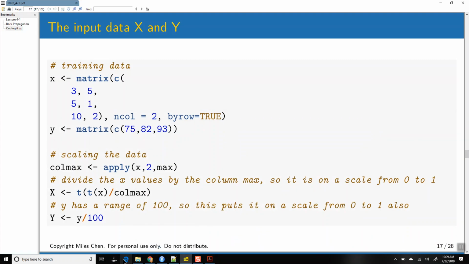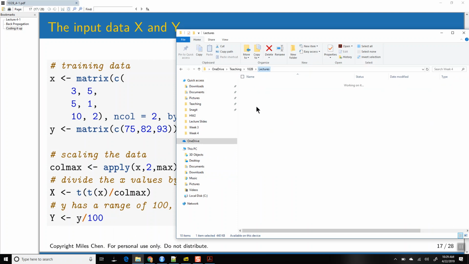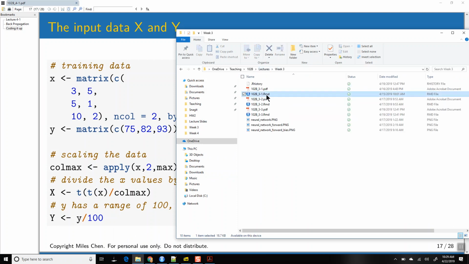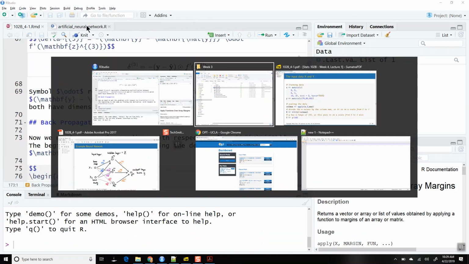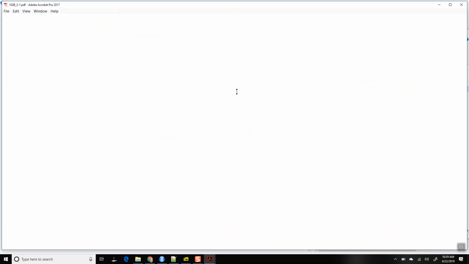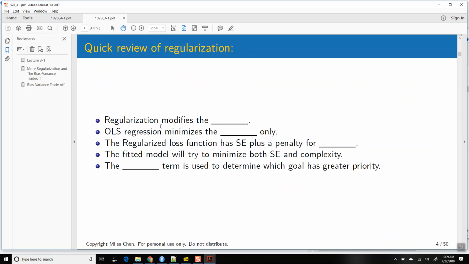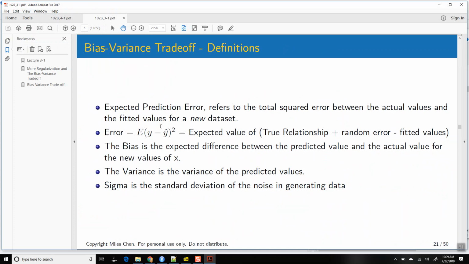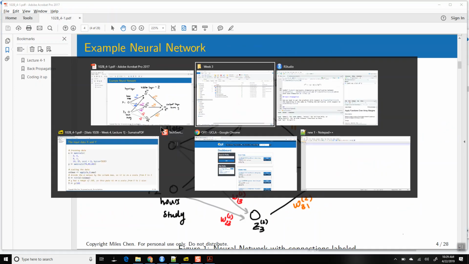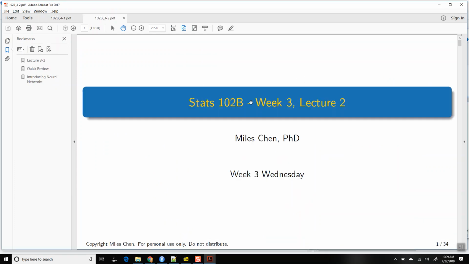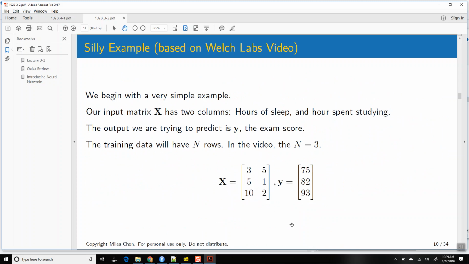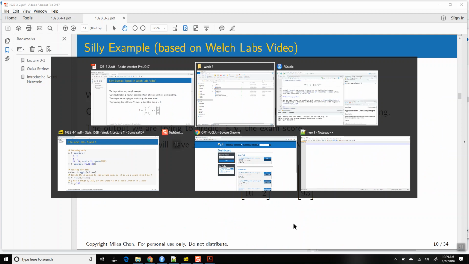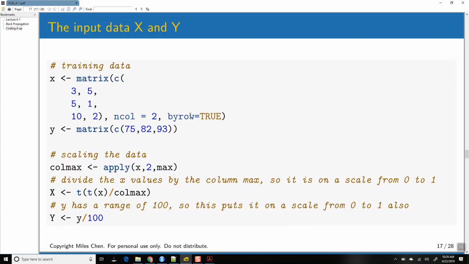So I'm just following the exact same example from the Welch Labs videos. Okay, I think these were the example values we had in the Welch Labs video. So here we are. We put it into the thing.